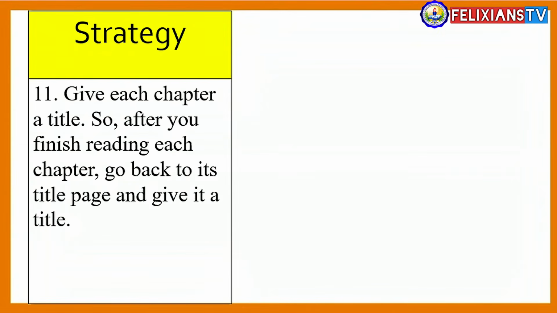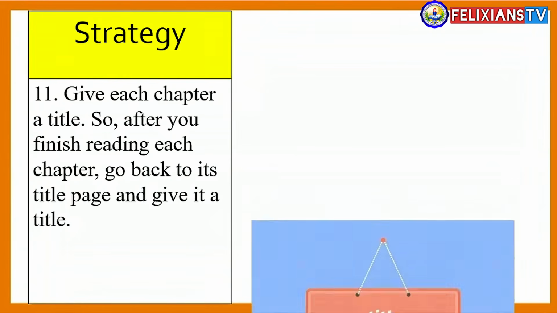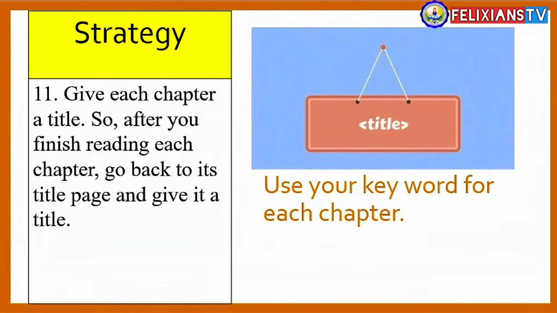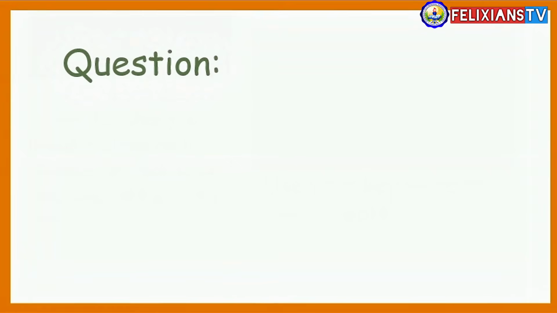Number 11. Give each chapter a title. So, after you finish reading each chapter, go back to its title page and give it a title. So it's about title making. You're going to make your own title. How do you do it? Use your keyword for each chapter.